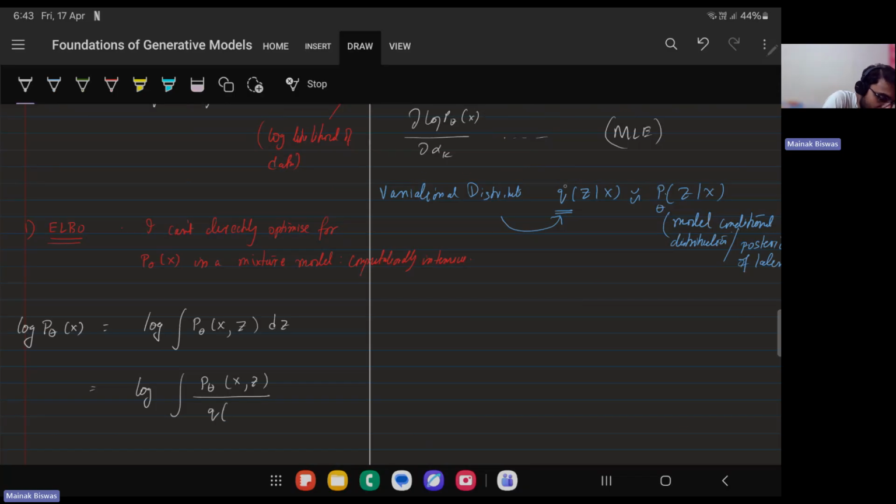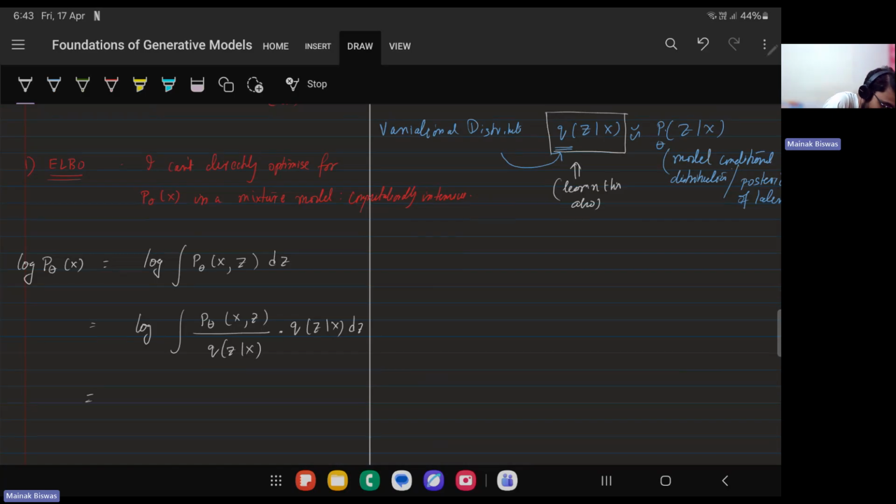And I will introduce this distribution now, because I want to learn this also. I will multiply and divide by the same value. What it actually helps us in doing is multifold. So now you can see that this is an expectation over Z sampled from the Q distribution, the variational distribution, of P theta of X comma Z by Q of Z given X.